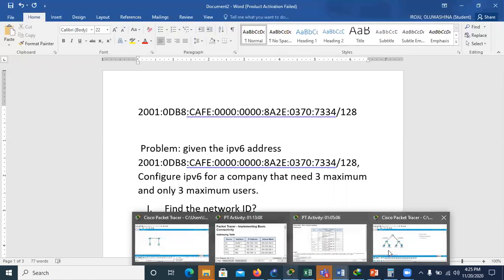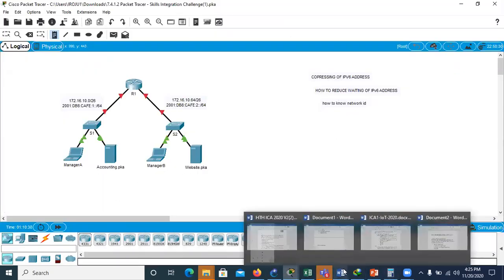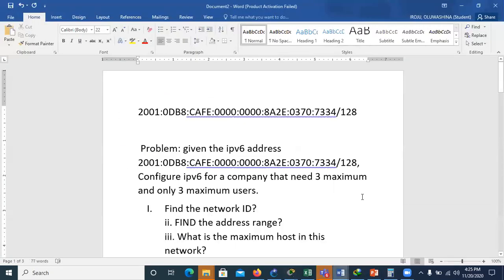The next one I'll be explaining to you now is how to reduce wasting of IP addresses. And this is why I have a question here. Looking at this question, this is the IP address given.